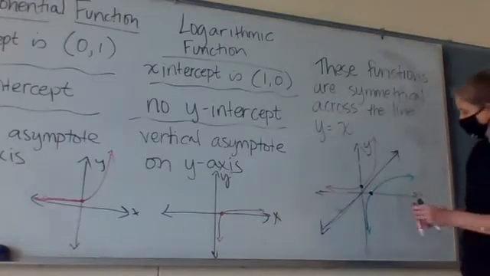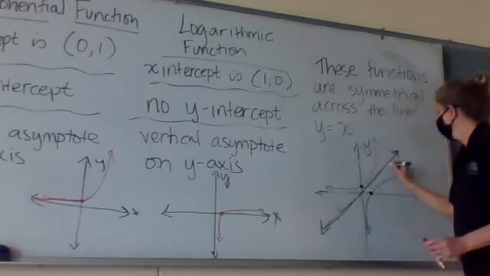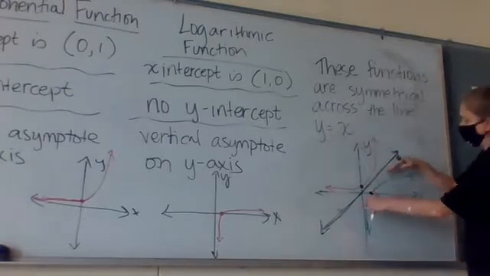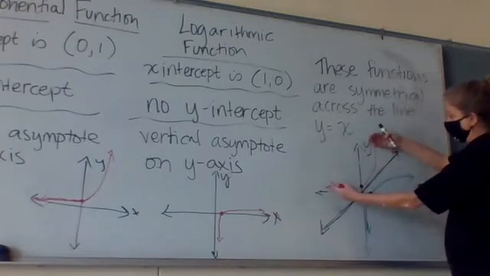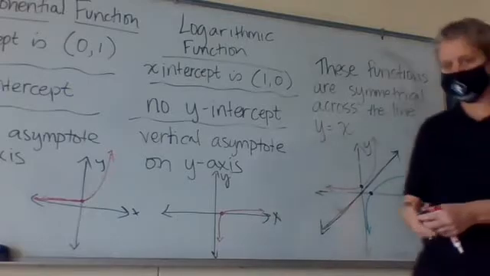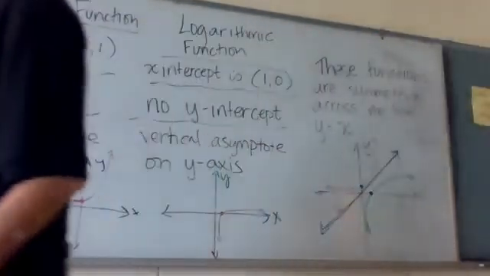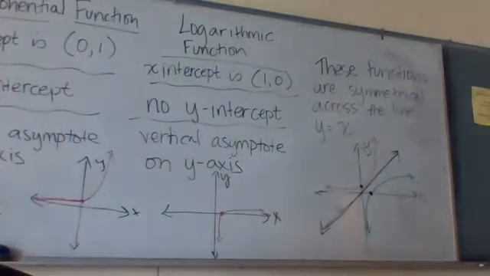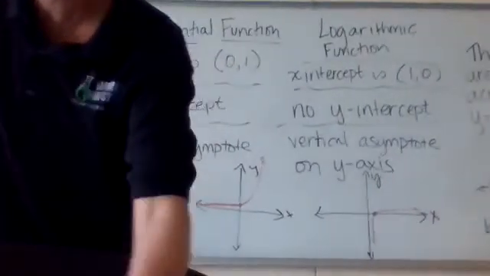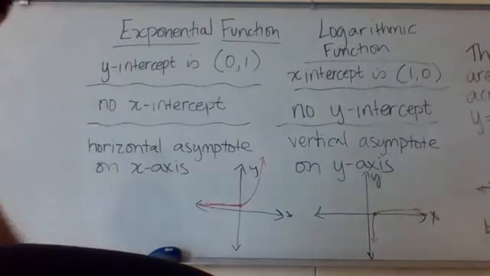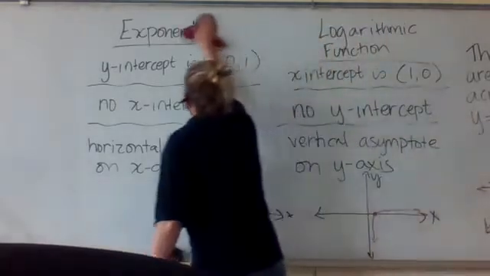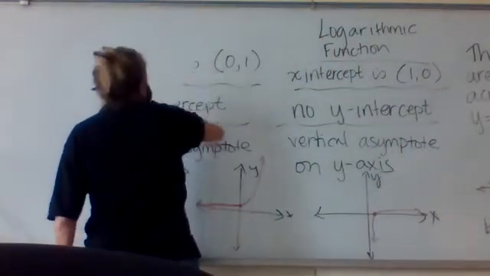They are symmetrical across this black line right here. The equation of that line is y equals x. So if I folded this sheet of paper on this black line, they would lie on top of each other. Okay, so those are just some standard characteristics of comparing exponential and logarithmic functions. All right, now we're going to talk more today about what logarithmic functions look like and what they mean.